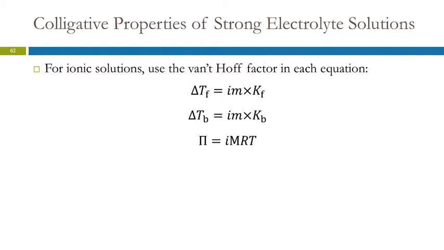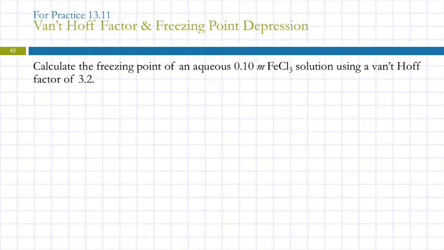Thankfully, the correction with the Van't Hoff factor is very simple. It's just a factor, you multiply by it. So the equations are the same. You just multiply by the factor if you've got a strong electrolyte. So calculate the freezing point of an aqueous 0.1 molal iron(III) chloride solution using a Van't Hoff factor of 3.2. So here they're telling us what factor to use.